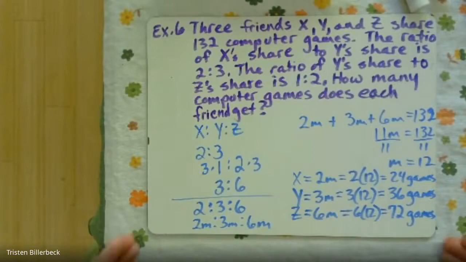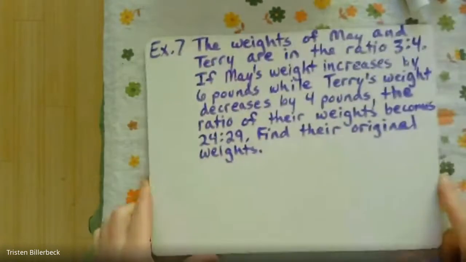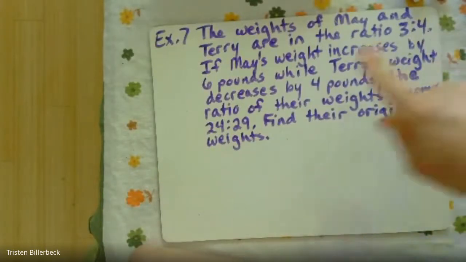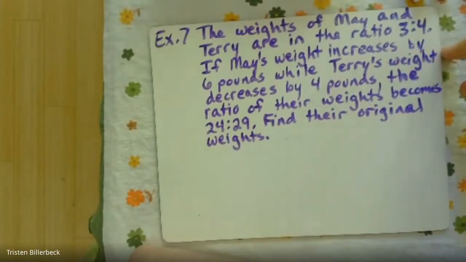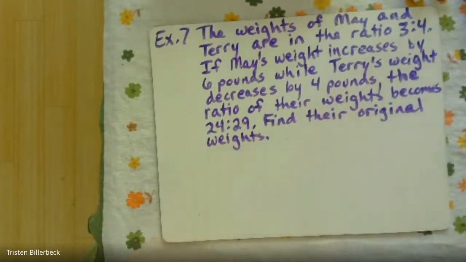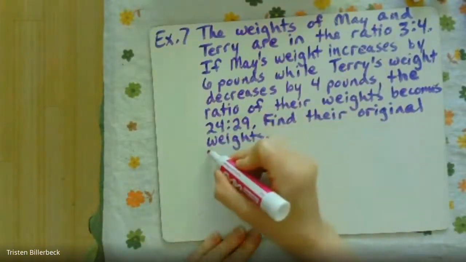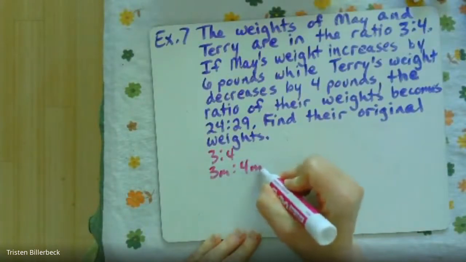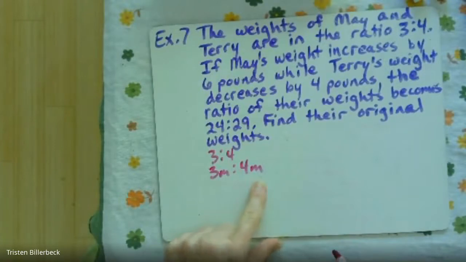Okay, so we have one more example. We have the weights of May and Terry are in the ratio of 3 to 4. If May's weight increases by 6 pounds while Terry's weight decreases by 4 pounds, the ratio of their weights becomes 24 to 29. Our ratio 3 to 4 can be written as 3m to 4m because we have some multiple m that we can multiply.